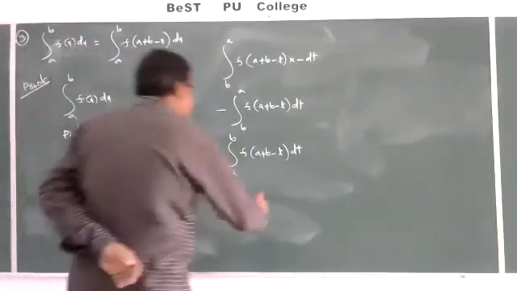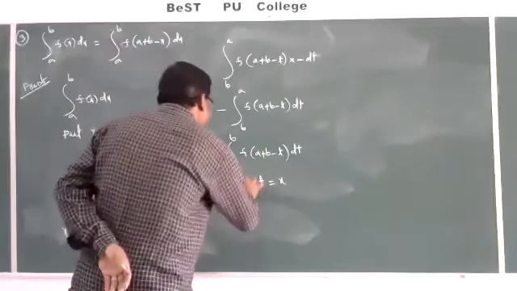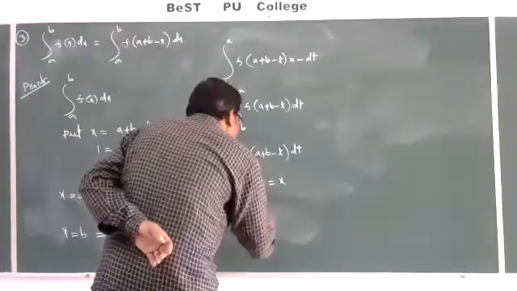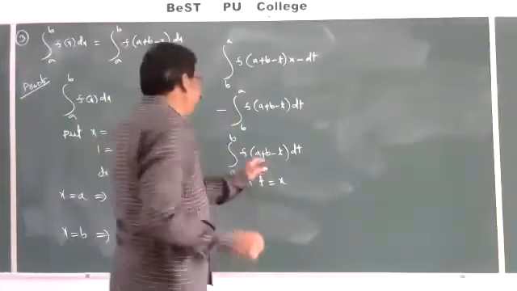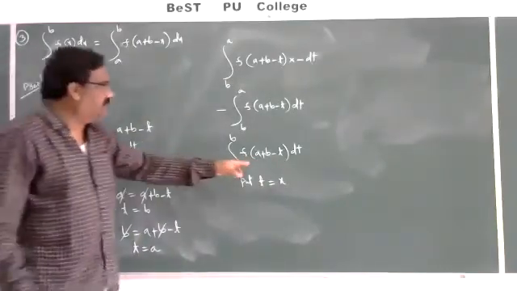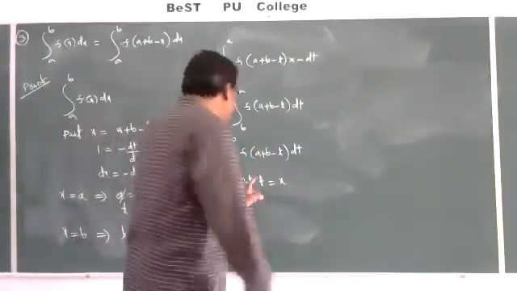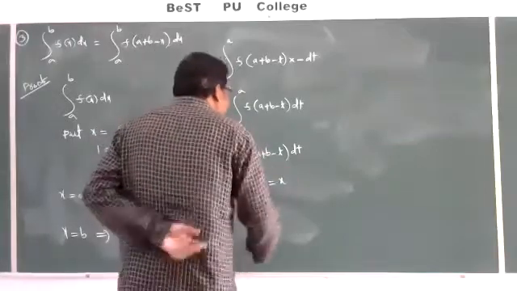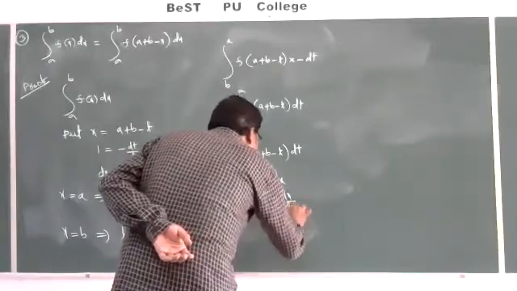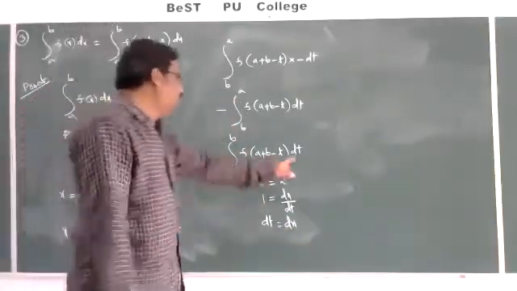Then again substitution, t is equal to x here. Put t is equal to x. Here we are going from t to x. Put t is equal to x. Differentiating both sides with respect to t, that is t derivative 1 is equal to dx by dt. That is dt is equal to dx. There is no change. dt is equal to dx.